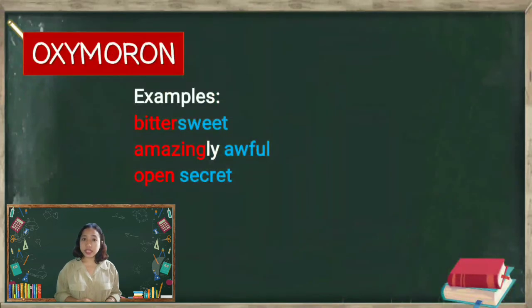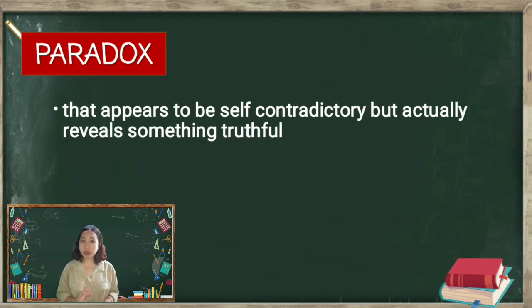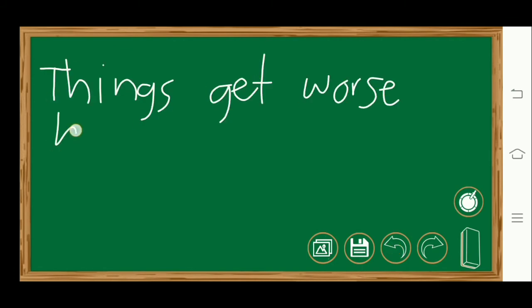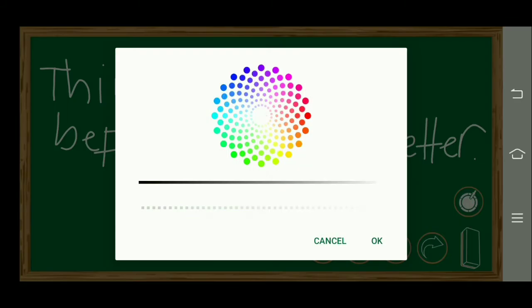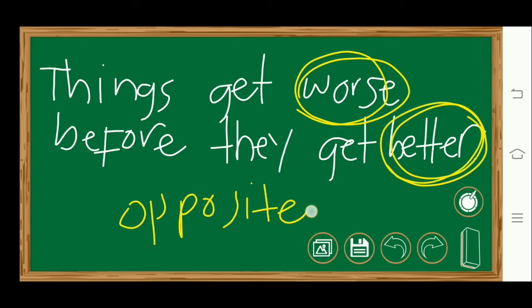Now we have other examples of oxymoron statements. Bittersweet, amazingly awful, and open secret. Now the last one is paradox. Paradox is a figure of speech that appears to be self-contradictory but actually reveals something truthful. For example, things get worse before they get better. As you can see, worse and better are two opposite words.